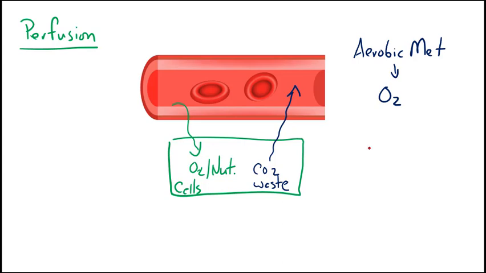Now, if for some reason perfusion falls, the cells suddenly find themselves short on oxygen. They have the capacity to change to another form of metabolism that does not require oxygen. It's called anaerobic metabolism.